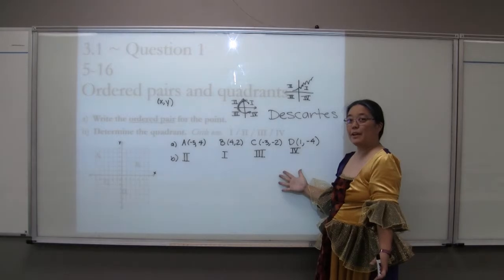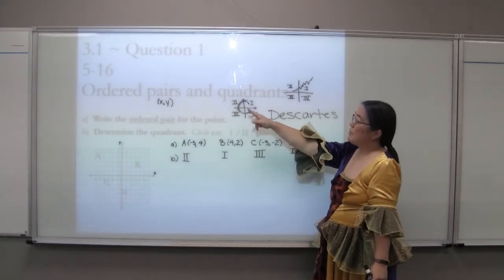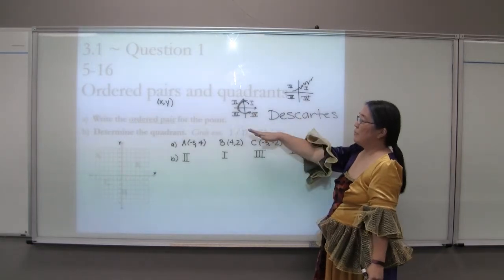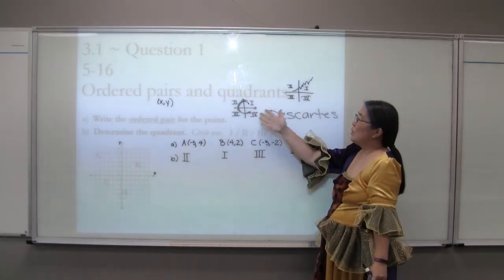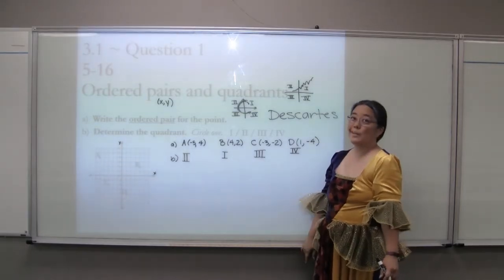This should be a review problem, but just in case, we're going over how to remember x first, y second. They're in alphabetical order. The quadrants, and making sure you have the correct quadrants, and also how to write in Roman numerals.